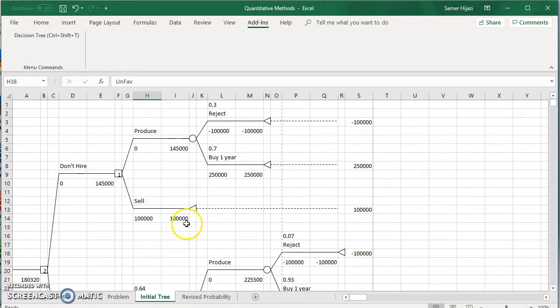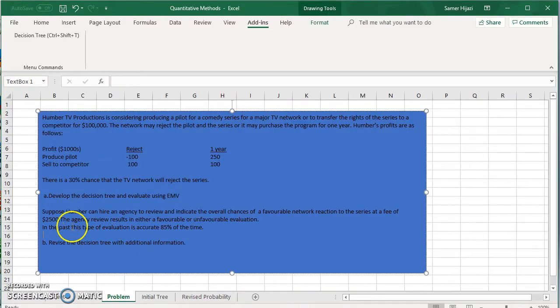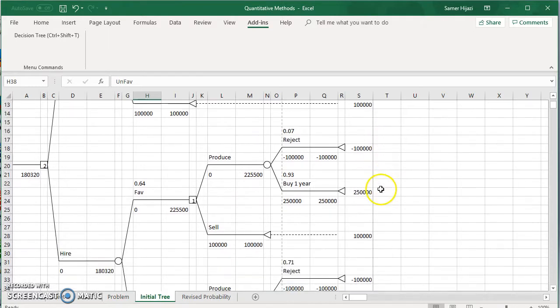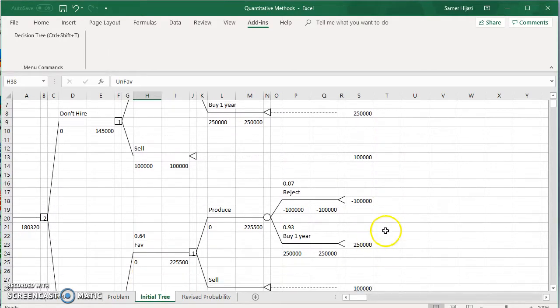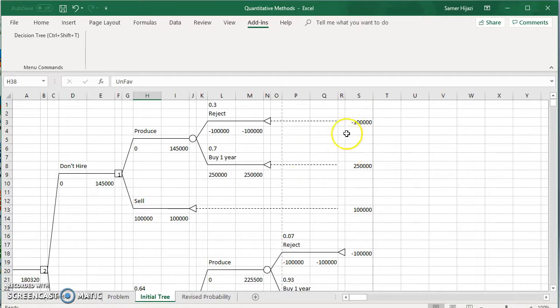The only thing that's missing is the cost of hiring the consultant, which is $2,500. Now I have to subtract this value from the payoff because it's going to be a cost. I'm going to lose $2,500, whatever the decision here. Here, there is no loss because they didn't hire the consultant, which means they didn't pay the $2,500.